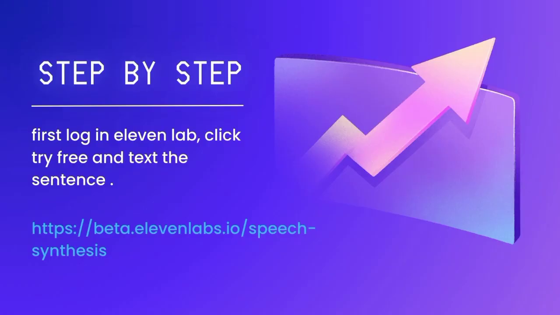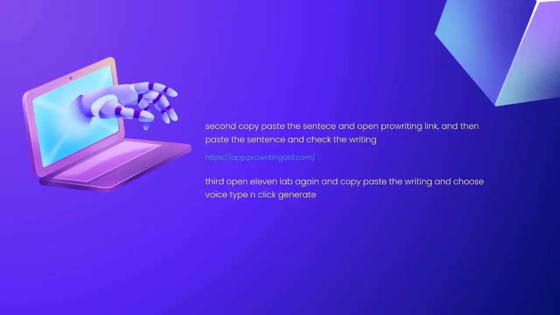First, log in to 11 Labs, click Try Free and type the sentence. Second, copy and paste the sentence, open the ProWriting link, paste the sentence and check the writing. Third, open 11 Labs again, copy and paste the writing, choose the voice type and click Generate.